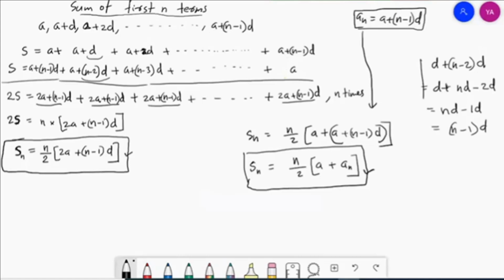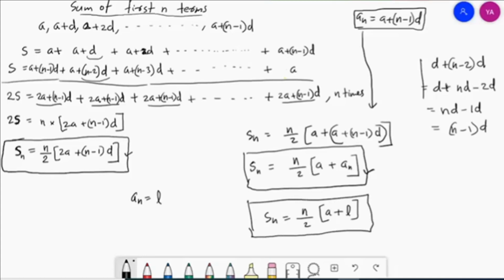And if the sequence terminates at an, suppose the sequence is finite and an is equal to the last term L, you can also write the same formula as Sn is equal to n by 2 into a plus L, where L is the last term. We want to find the sum of all terms in that finite arithmetic progression, so Sn will be n by 2 times a plus L. All are the same formulas. For different purposes, we have made different forms.